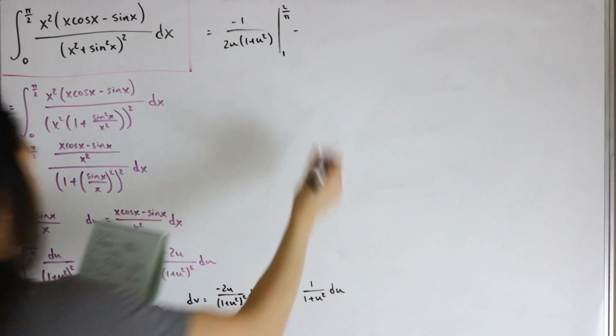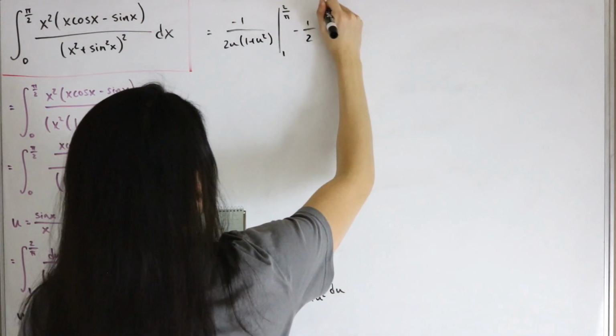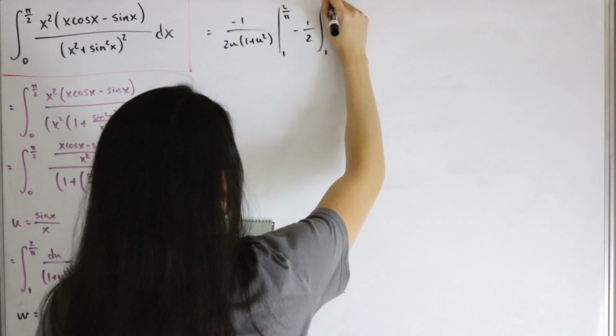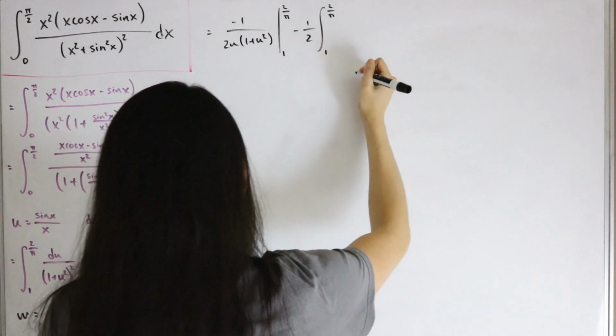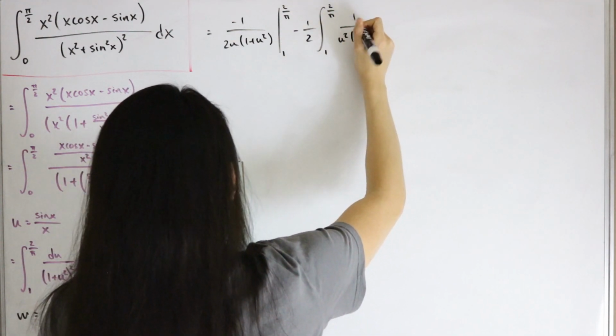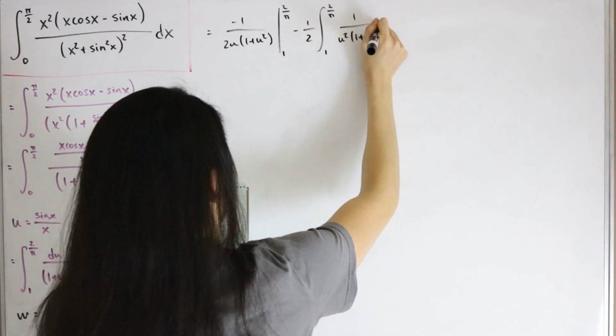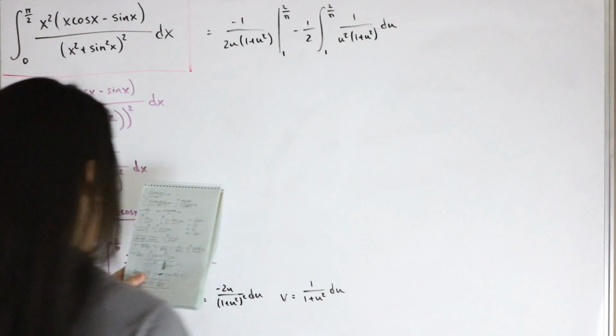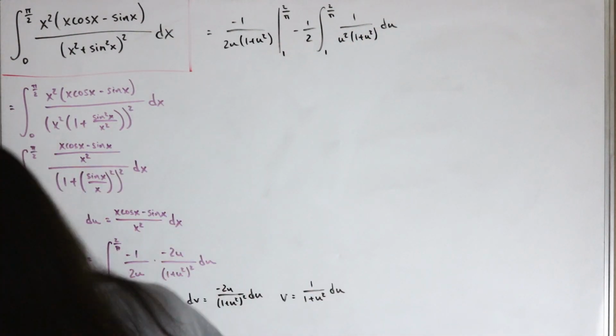And then next we plug in our v times dw. I can factor out the 1/2 over here, so I have 1/2, and the integral again is from 1 to 2 divided by pi. With this, we now have 1 divided by u squared, multiplied by 1 plus u squared, du.